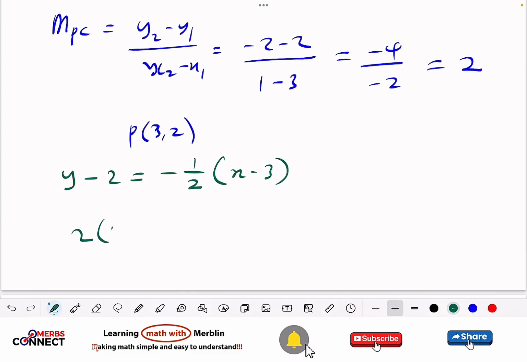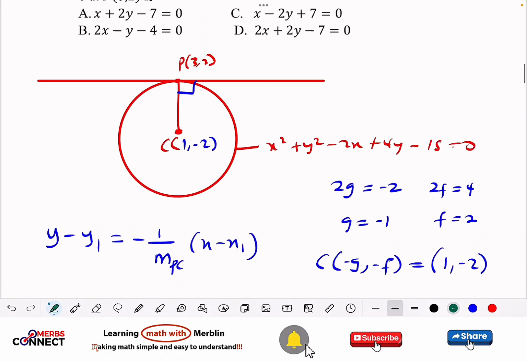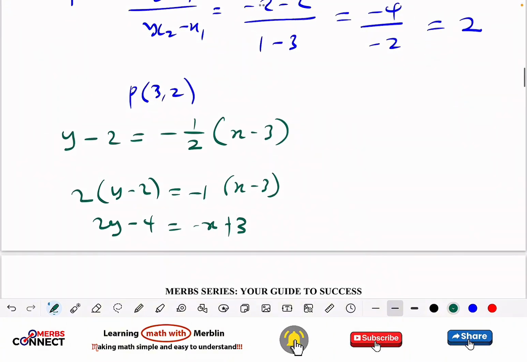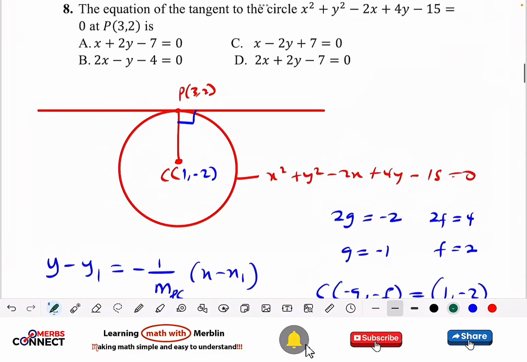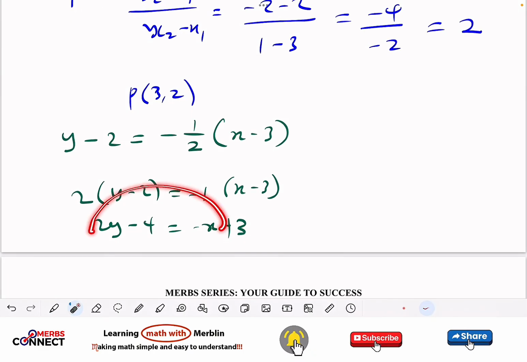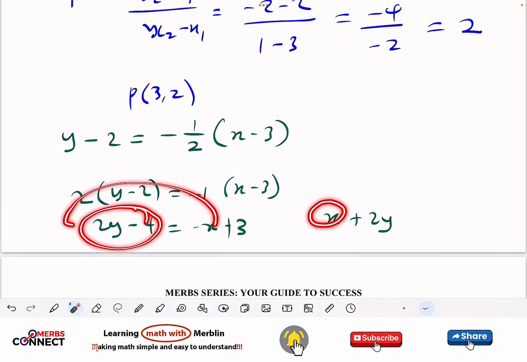2 times y minus 2 is equal to minus 1 times x minus 3. Now 2y minus 4 is equal to minus x plus 3. So let's see how they did the answer. So x comes first. So is this x positive? Yes, positive. So I'll move x to this side. I'm going to have it positive, plus y is already here.